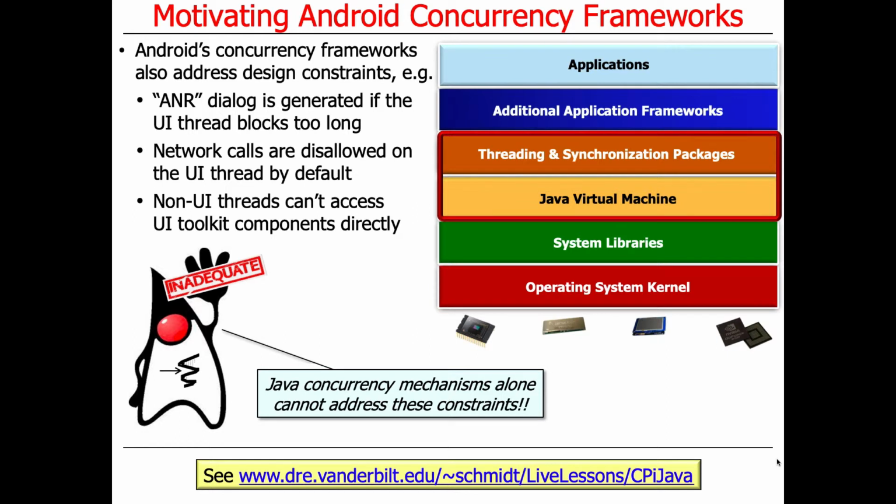So the problem, why we can't just use the Java stuff out of the box, is that the concurrency mechanisms that Java provides don't address these Android-centric constraints. These are Android platform-centric things, not uncommon, by the way, with other user interface toolkits that you might encounter, but they're things that you have to work around with Android. And so just using the Java stuff out of the box is not going to solve these problems.